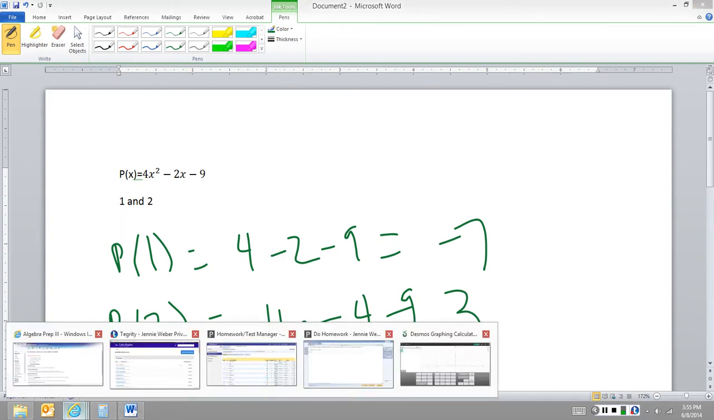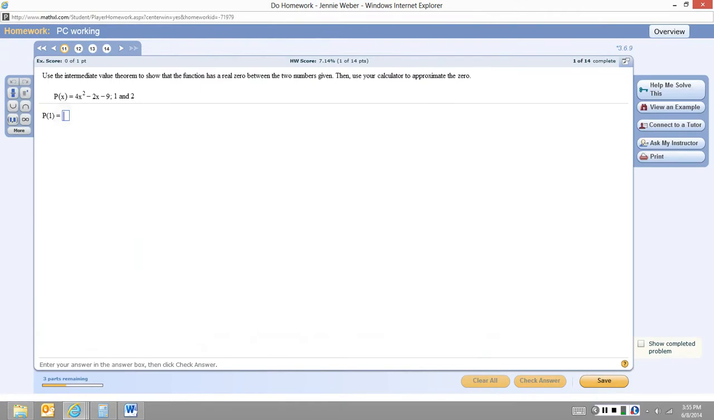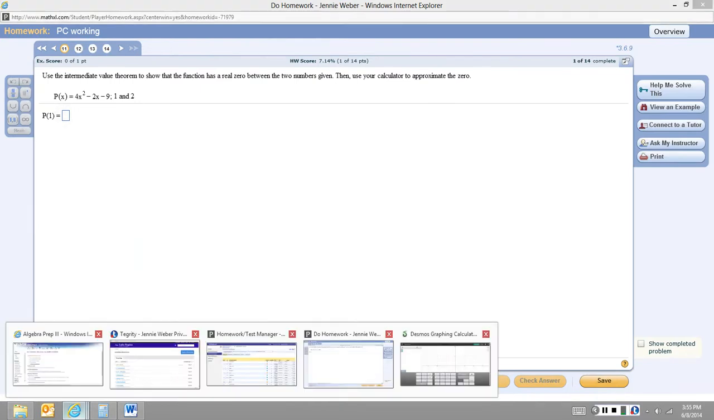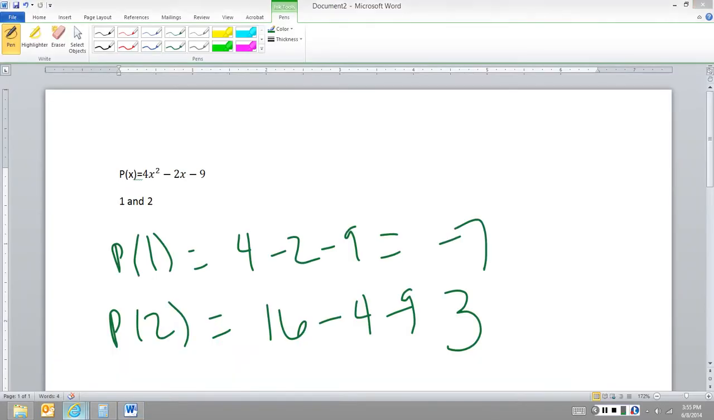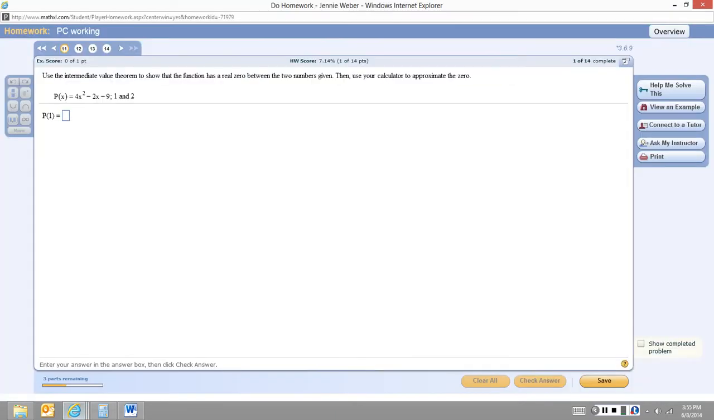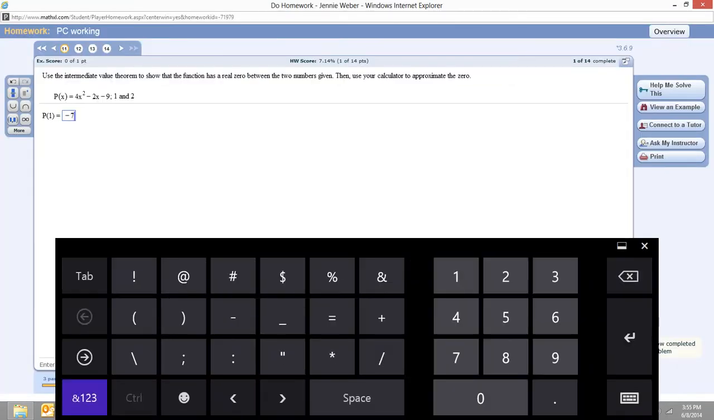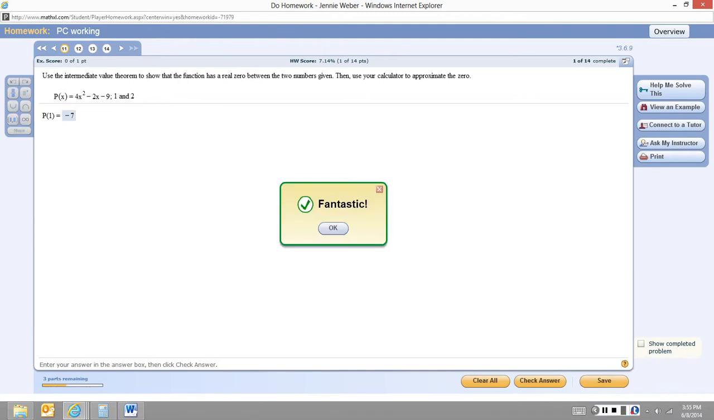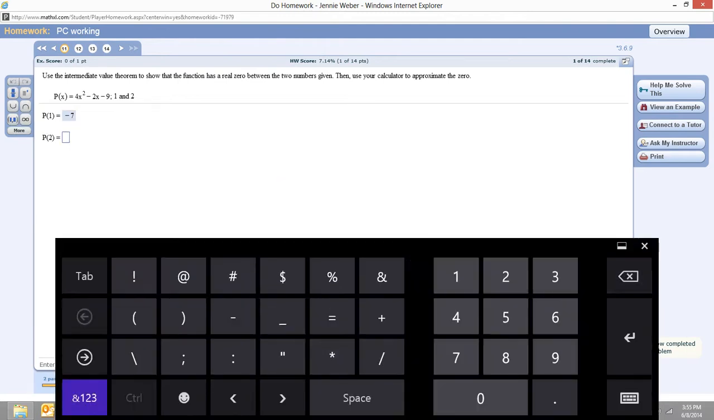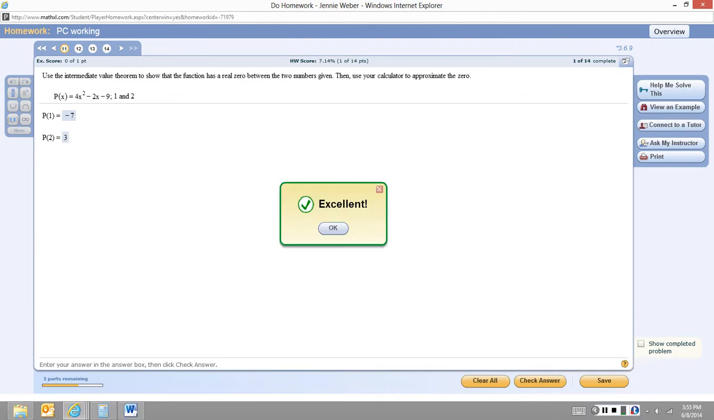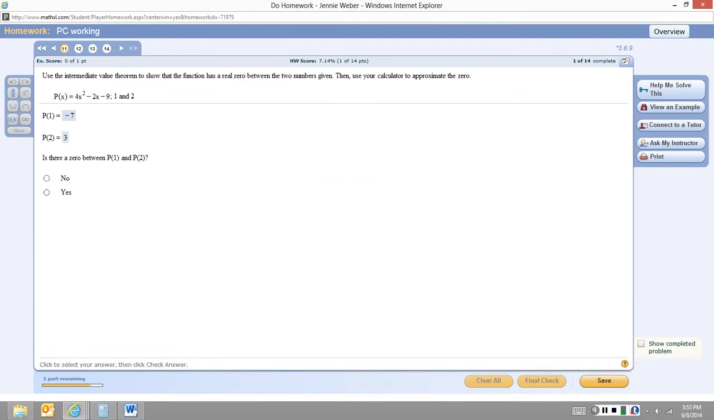Now this says P of 1, so it wants you to find them. So what did we just write down? P of 1 is negative 7. It's a good thing I actually wrote these down. Negative 7. Okay. And then this is 3. Is there a value? Yes, because we cross 0.